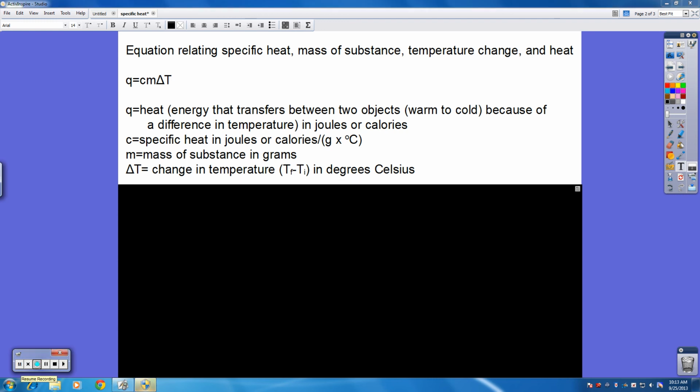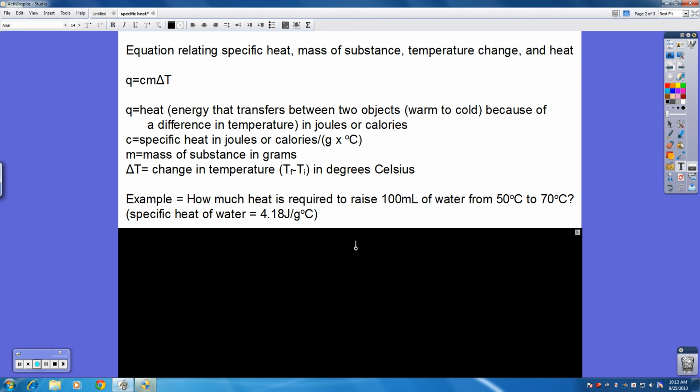Let's look at an example. How much heat is required to raise 100 milliliters of water from 50 degrees Celsius to 70 degrees Celsius, knowing that the specific heat of water is 4.18 joules per gram degrees Celsius? So pause the video, set this up, and then check your work.